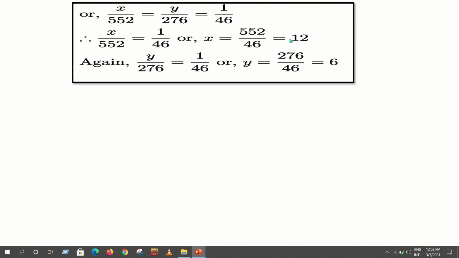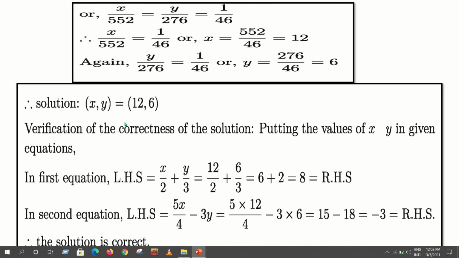And finally, we'll get x is equal to 12 and y is equal to 6. Therefore, the required solution (x, y) is equal to (12, 6). Okay, and verification, left hand side is given this. When we put x is equal to 12 and y is equal to 6, we get here 12 by 2 and 6 by 3 is equal to 8. This is the right hand side.